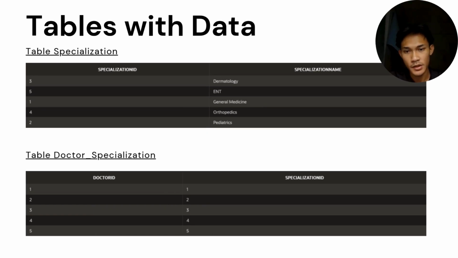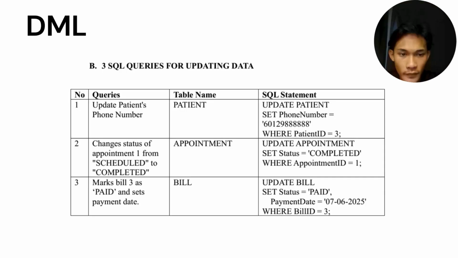Lastly, for table specialization and doctor specialization table, both also have 5 different values. So based on the project guideline, I have to add a minimum of 3 SQL queries for updating data. So first SQL is update patient phone number. Second, change status of appointment 1 from scheduled to completed. And third one is mark bill 3 as paid and sets the payment date.